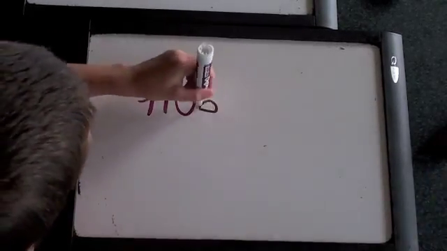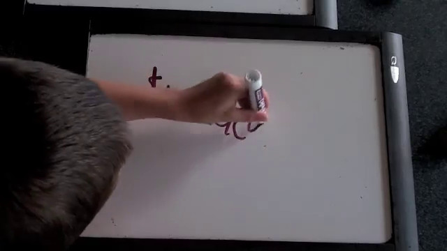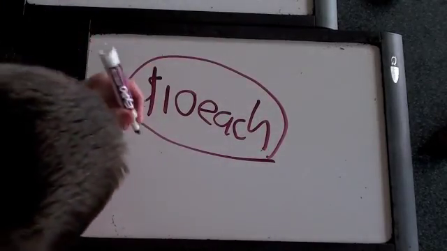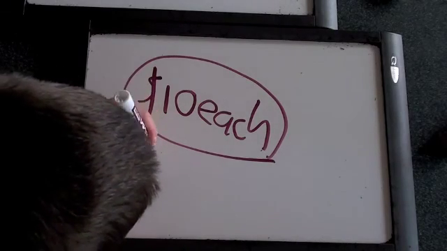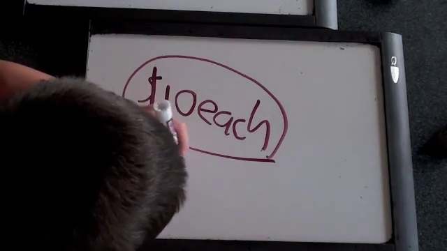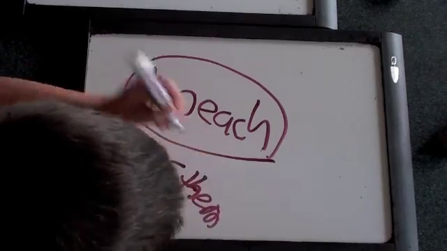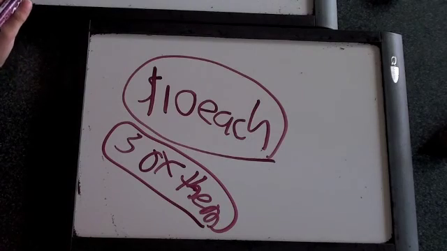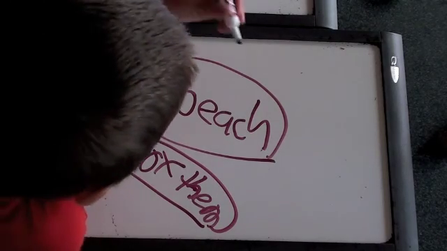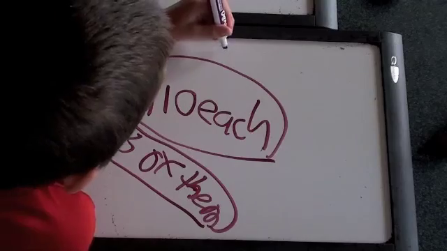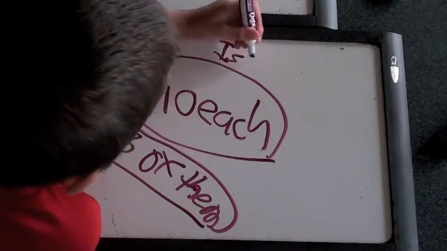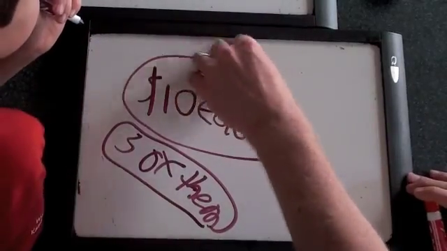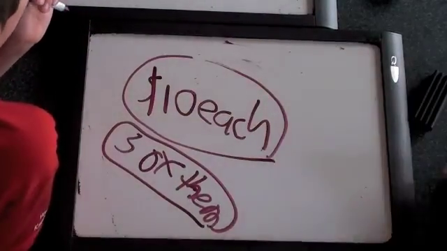So how much did your winter melons cost you when you bought them? $10 each. Okay, and how many did you buy? 5 of them. Okay. So what do you know? So I know I spent $50. Okay, you spent $50. Okay, write that down.